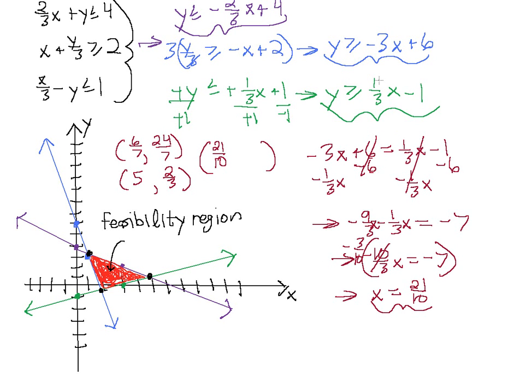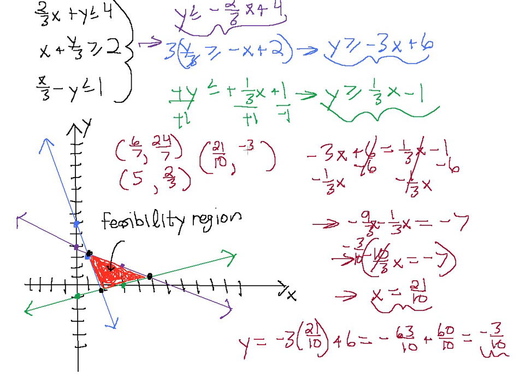Now we can plug it into either equation to get our y value. Let's plug it into the y equation. So we have y equals -3 times x, which is 21/10, plugging it in for x, plus 6. This will give us -63/10 plus, let's rewrite 6 as 60/10 so we can combine these two fractions. And the answer is -3/10. That's our y value, -3/10, which makes sense because the intersection is just below the x-axis. Okay, so we have our three solutions for our three corner points.